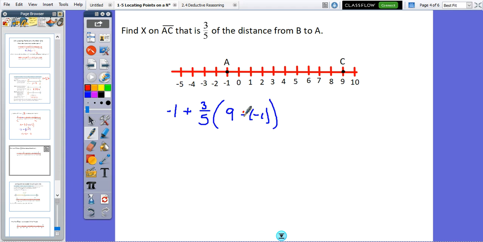Signs change right here, so we end up getting a positive 1. So we got 10 times 3 over 5. We're going to add that to -1. 5 goes into the 10 twice, and then 3 times 2 gives us a 6. Now we got -1 plus 6, we end up having a 5. 5 is 3/5 away from A towards C here. And I know I put B, it should be C right there.